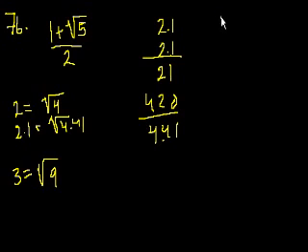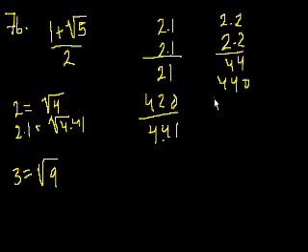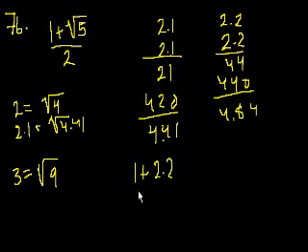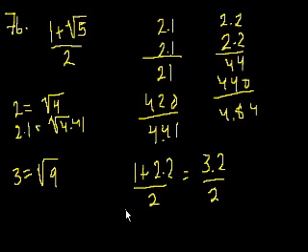2.2, let's see, 2.2 times 2.2. 2 times 22 is 44, 0, 44. This gets pretty close to 5. 4.84. So 2.2 is, I think, about as close as we're going to get, right? So if we approximate the square root of 5 as 2.2, and this is just an approximation, we just have to figure out which choice is closest. 1 plus 2.2 over 2. That's equal to 3.2 over 2.